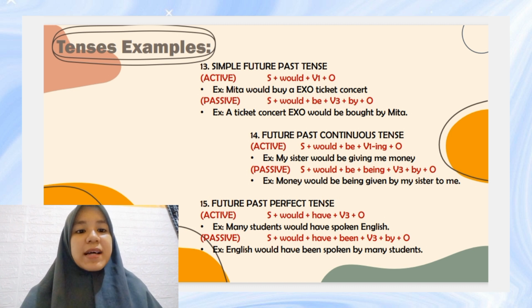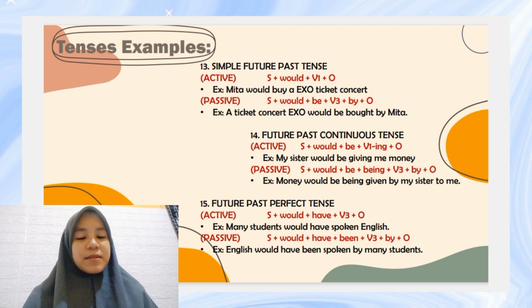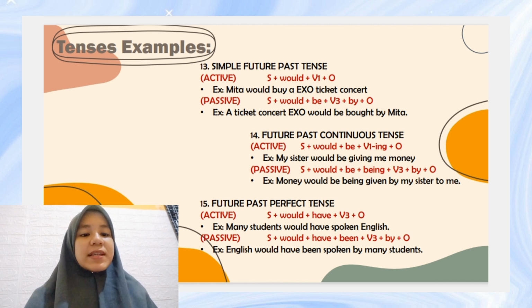Next, future past perfect tense. Pattern active: subject plus would plus have plus verb 3 plus object. Example, many students would have spoken English. Pattern passive: subject plus would plus have plus been plus verb 3 plus by plus object. Example, English would have been spoken by many students.